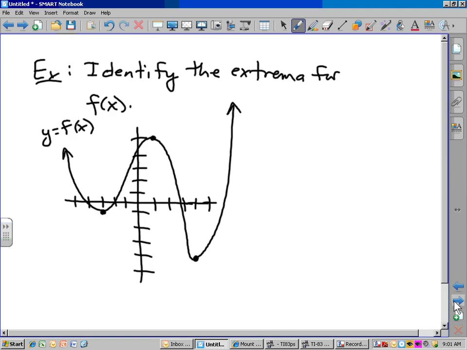All right, so let's look at our first example. Identify the extrema for f of x. So here is a picture. We need to find out what's happening at these specific points. Okay, we have (-3, -1). Looks like a specific point. (1, 5) is a specific point. And then (4, -4) looks like a specific point.